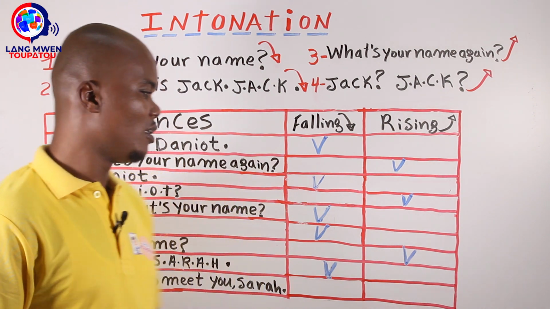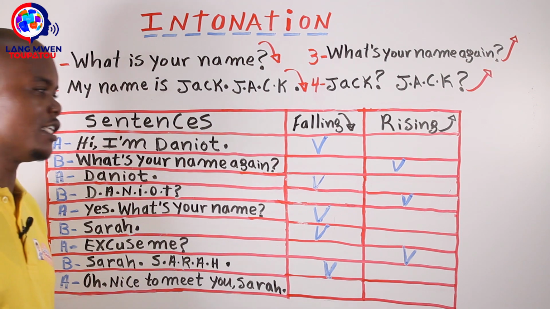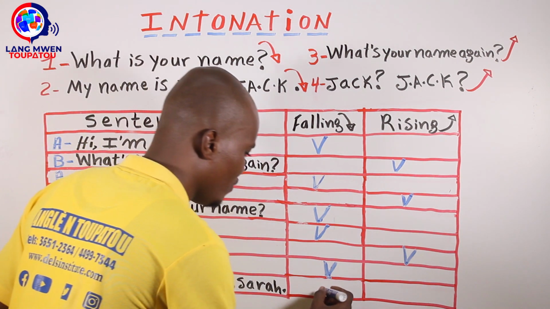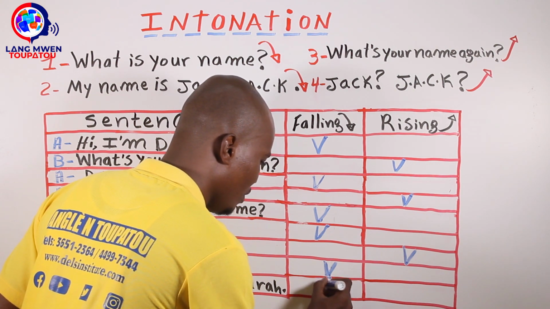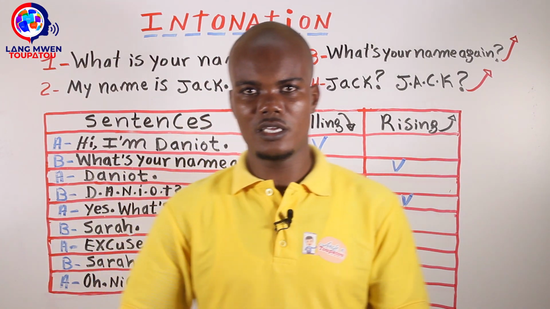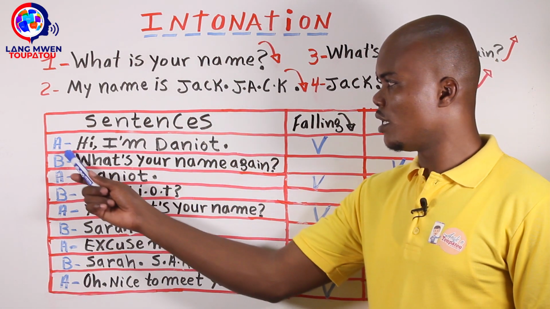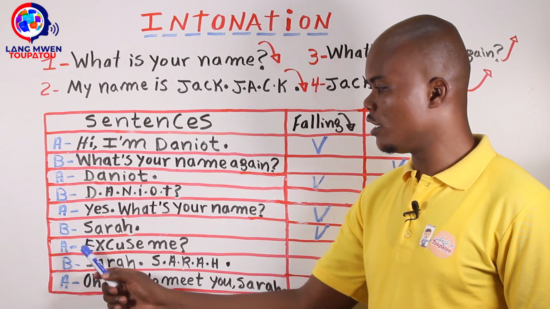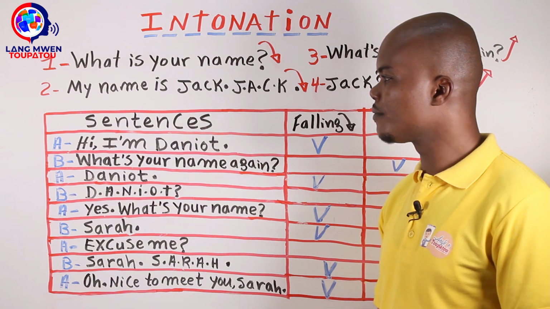All right. Here, oh, nice to meet you, Sarah. It's a falling intonation. It's a falling intonation, guys. Now it's time to say the sentences again. Say, A, Daniel is talking to Sarah. Daniel is A and Sarah is B.